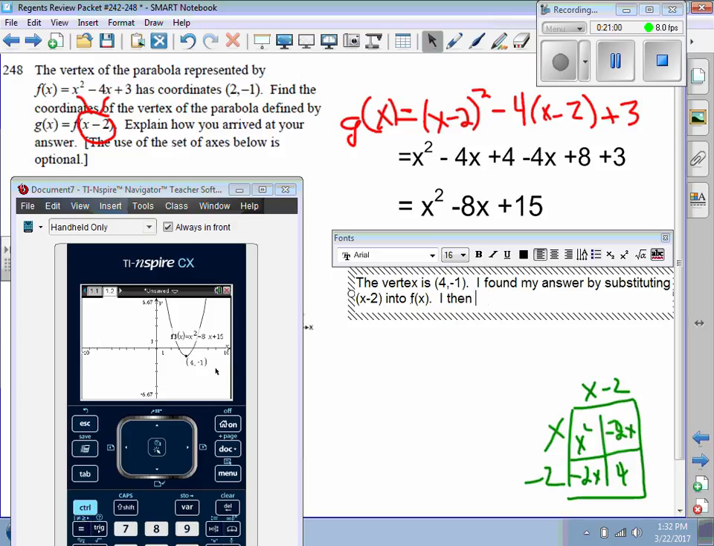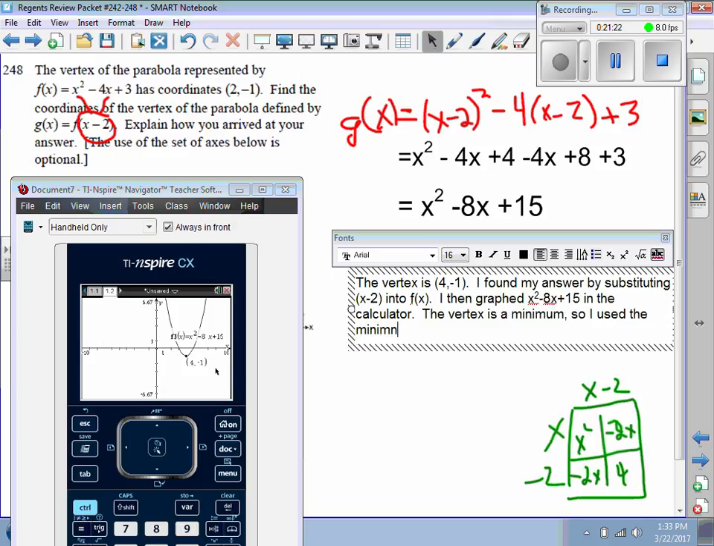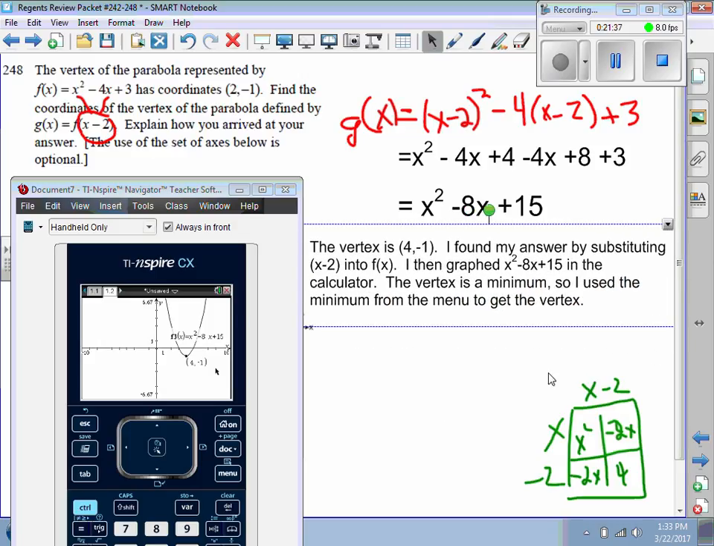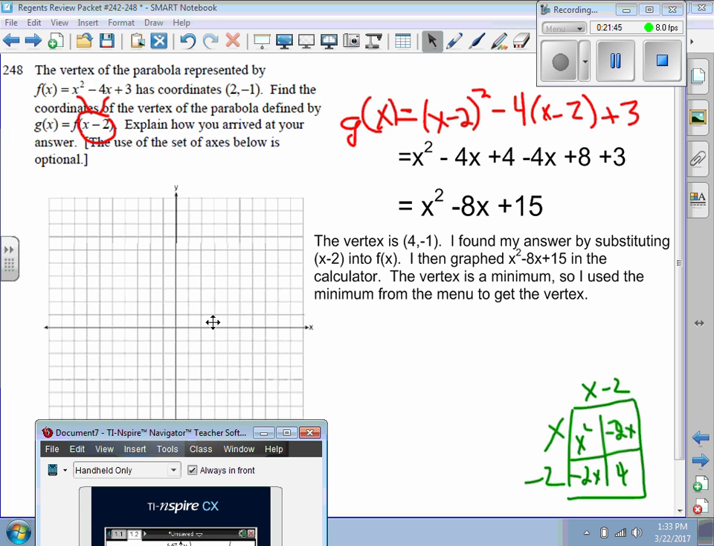I then graphed x squared minus 8x plus 15 in the calculator. The vertex is a minimum, so I used the minimum from the menu to get the vertex. If you chose to graph it on the graph paper provided, you would say I graphed x squared minus 8x plus 15 onto the graph paper and found the vertex.